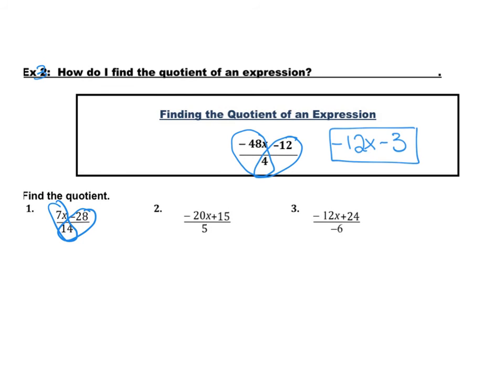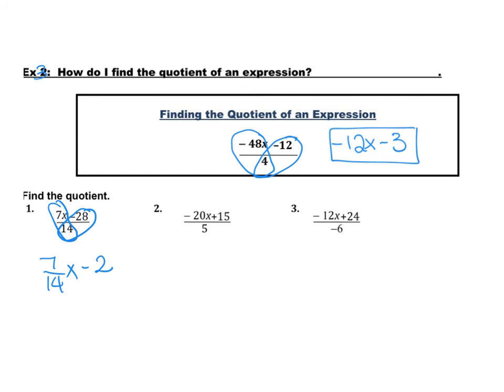What I'm going to ask you to do is just take it out. If it cannot be divided evenly, just take it out here, right? Just like this. And then we're going to simplify it further, but just take it out of there first. And now I'm going to take -28 divided by 14, and that's going to give me a -2.